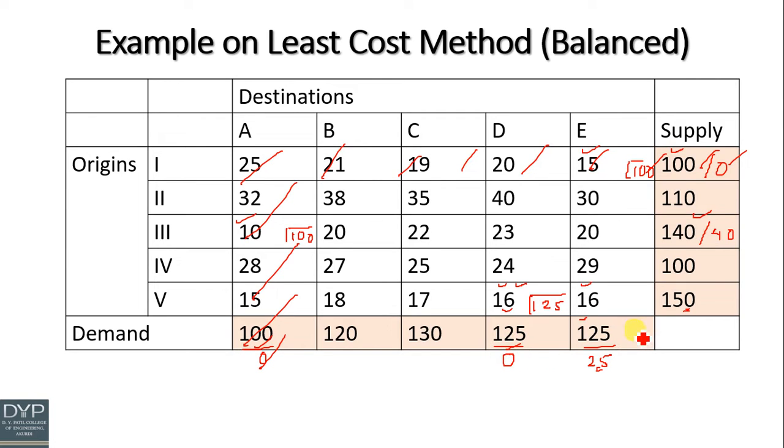So here it will be 0 and 25 are remaining for this. So I will be removing the column which has already been satisfied. Again, the next is this 16. So I will be assigning the remaining 25 to this. So my column as well as the row are satisfied, so I will be removing both of them.